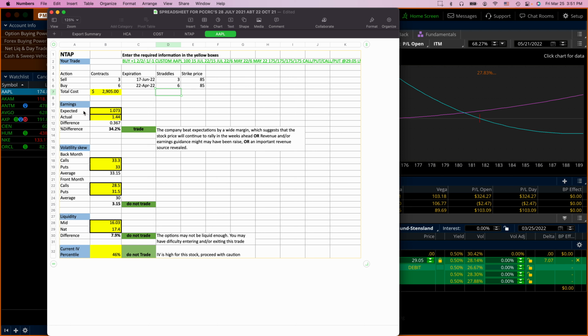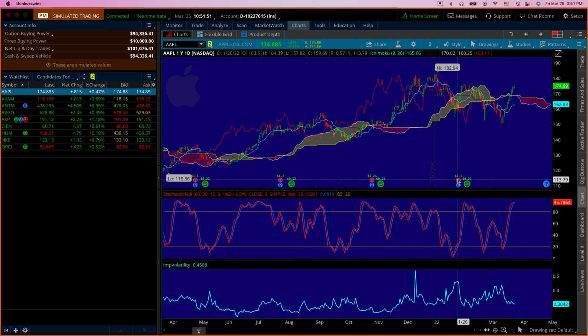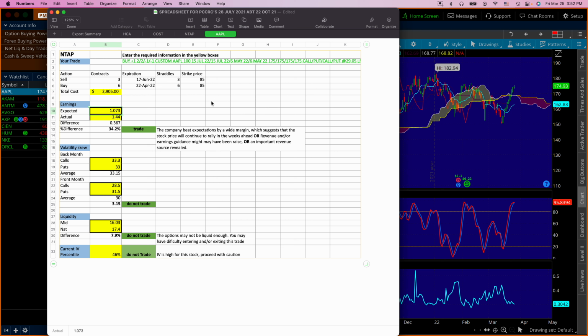Okay, and then we go and check the earnings. Okay, the earnings right here, the past earnings wasn't long ago, but you can see that the estimate was 1.88, or 1.9 versus 2.1. Okay, so we enter that here, 1.888 versus 2.1, and that gives us a difference of 11%. So it says trade because it's more than 10%. The stock has moved more than 10%. Yes, it has. Here, this big move here.